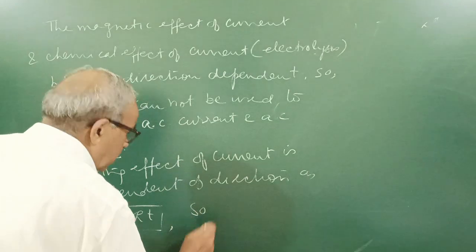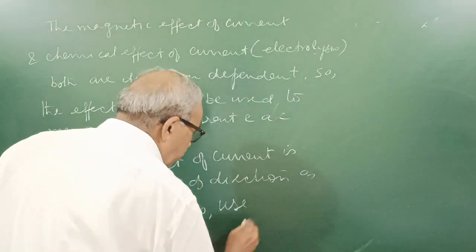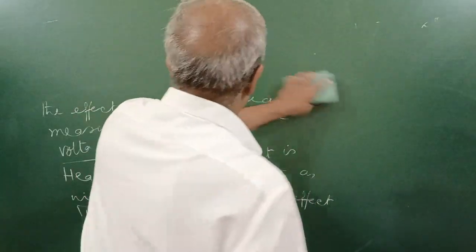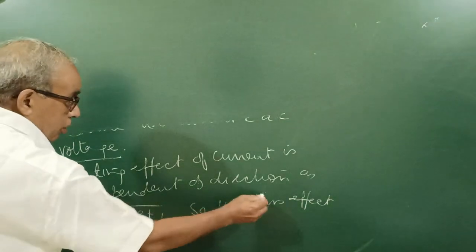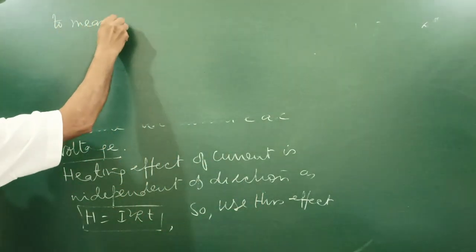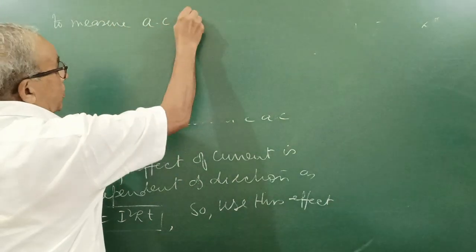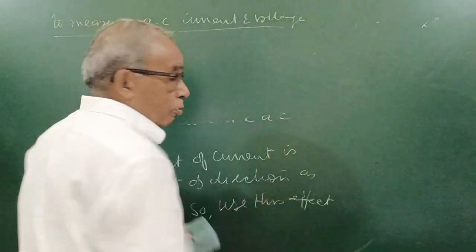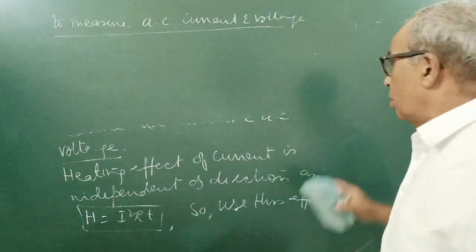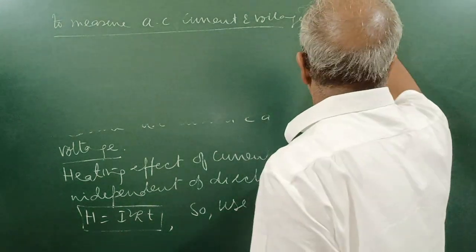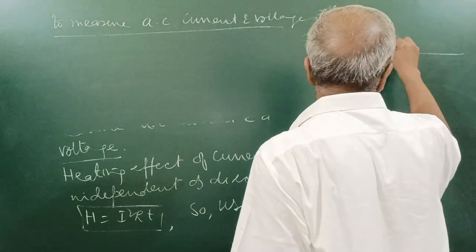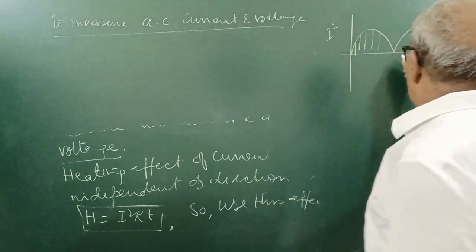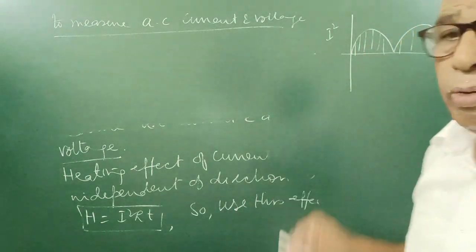So we use this effect to measure AC current and voltage. A question arises, what value is measured? If we find the square values of AC current for one cycle, positive and this positive, these are square values, I square, for the first half cycle and the next half cycle, and if we find the average of these, we will get something.